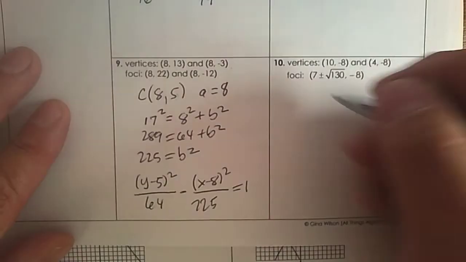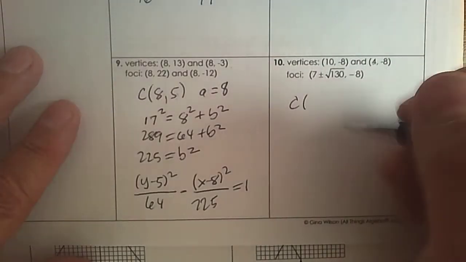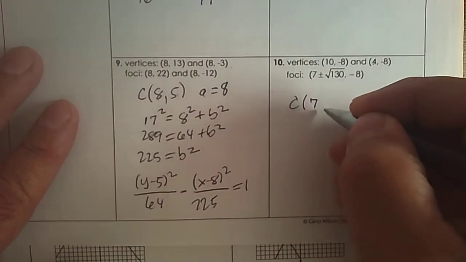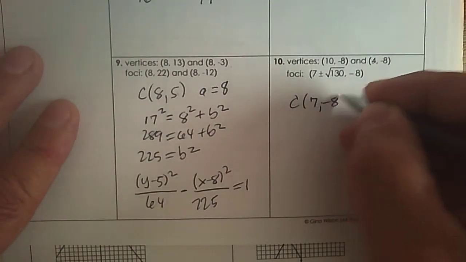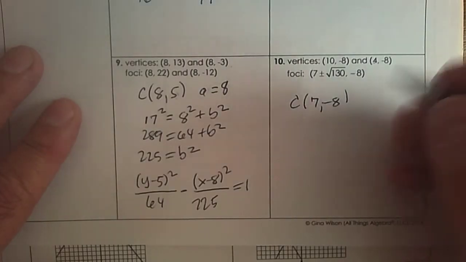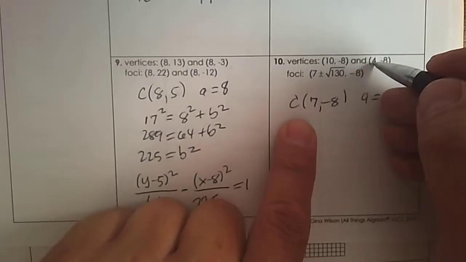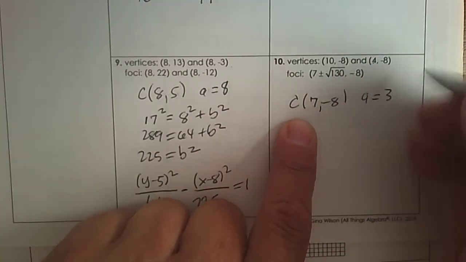Again, number 10. How do I find the center? Find the average. 10 and 4, 14 divided by 2, 7. And then negative 8 didn't change. Our foci, well, first of all, what's our a then? So notice it's going to be the x coordinate here. So 7 to 10, that's 3.